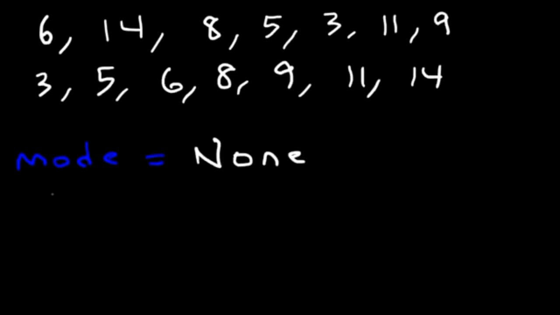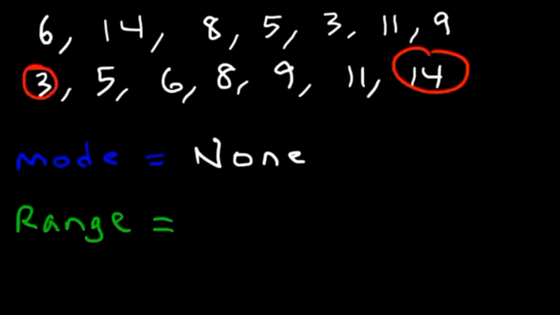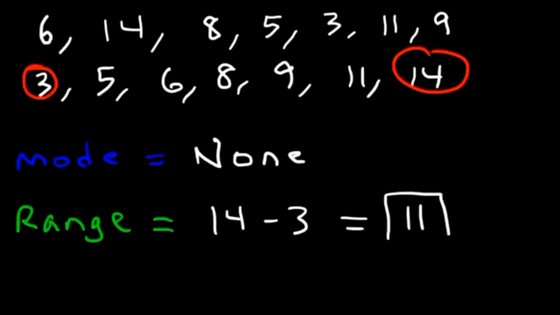Now the last thing that we need to figure out is the range, which is the difference between the highest number and the lowest number. The highest number is 14, the lowest number is 3. And so 14 minus 3 is equal to 11. And so that's the range.